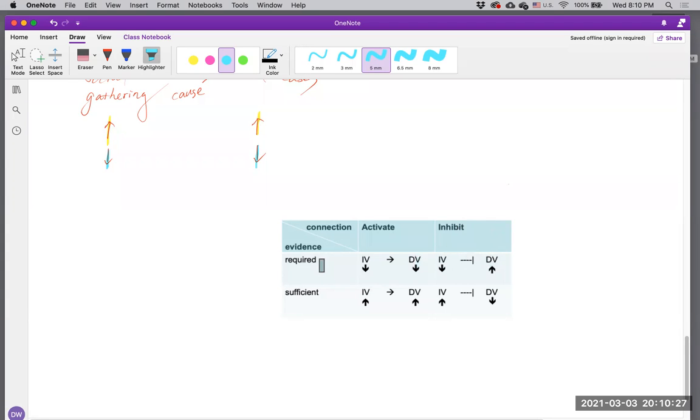There's also a requirement or sufficient evidence in 125. We don't really ask you to understand the difference between these two types of evidence. So all you have to do is to figure out the connection. All right.